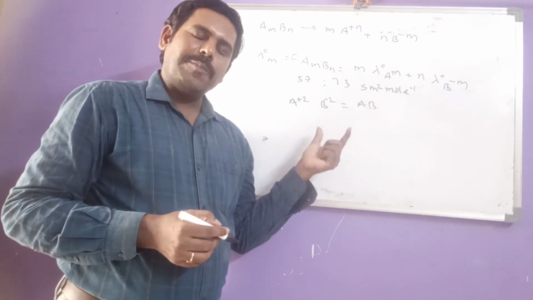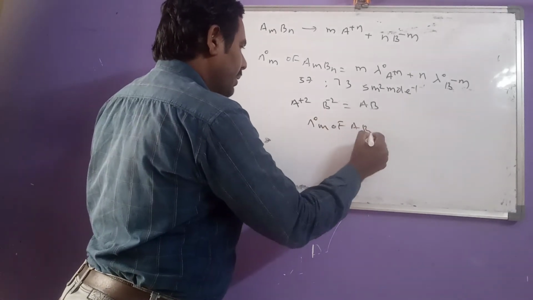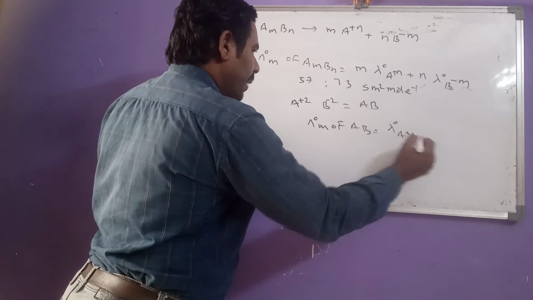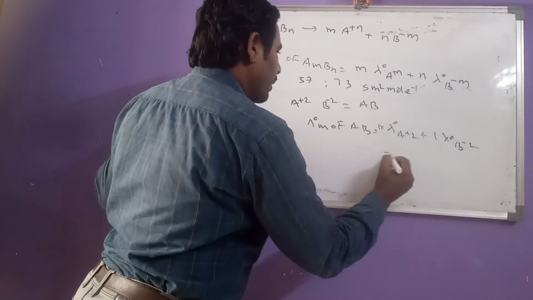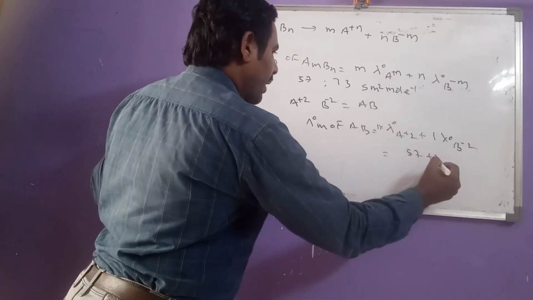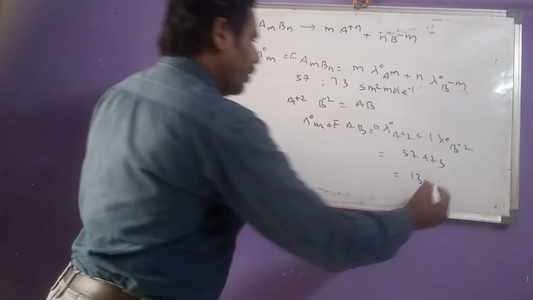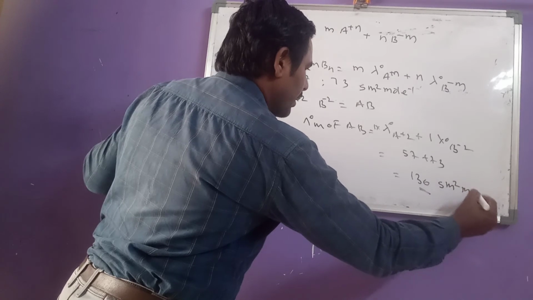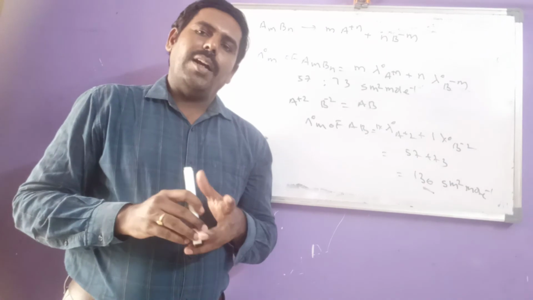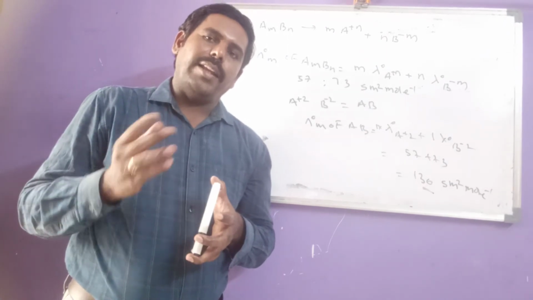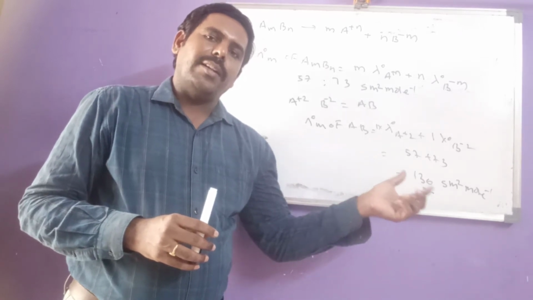So as per our description, Λ°m of AB is equal to 1 into λ° A2+ plus 1 into λ° B2-. So we have given 57 and 73. So what is our answer? We can get 130 units Siemens meter square mole inverse. So like this we need to calculate molar ionic conductance of an electrolyte when individual ionic conductivities are given.